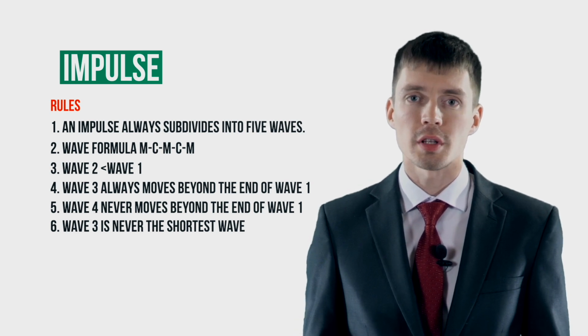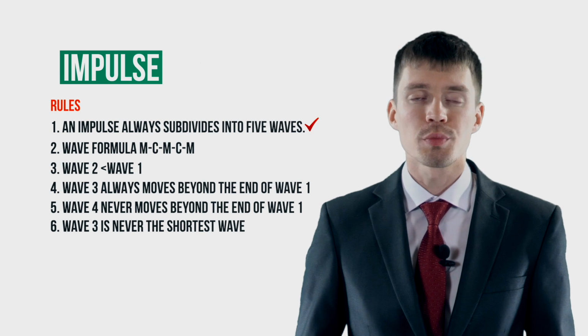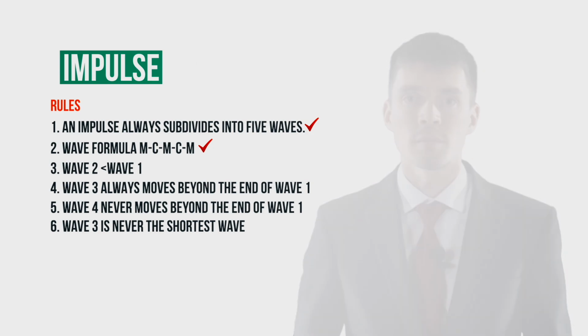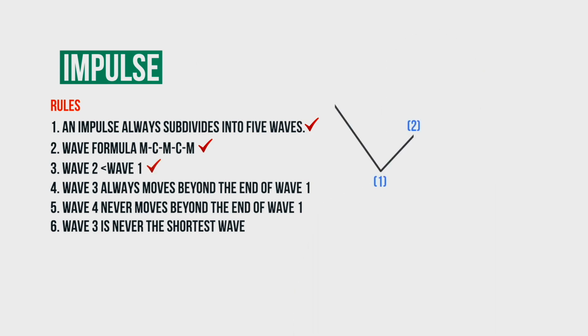Now let us consider how these rules are fulfilled for the downward impulse. The downward impulse also consists of 5 waves. It has the same wave structure. That is, the first, third, and fifth waves of impulse are formed in the motive mode, and the second and fourth waves of impulse are formed in the corrective mode. Wave 2 is always less than wave 1, and in its construction it never goes above this level. Wave 3 always moves beyond the end of wave 1, wave 4 never moves beyond the end of wave 1, and wave 5 can be any size. And be sure to check that wave 3 is not the smallest compared to waves 1 and 5.